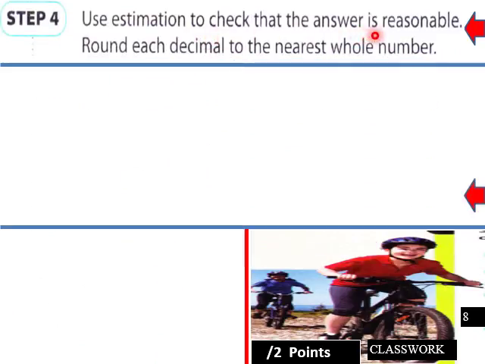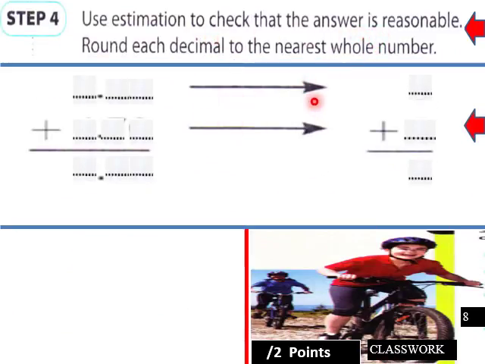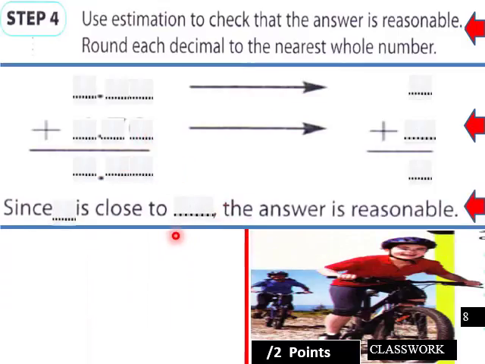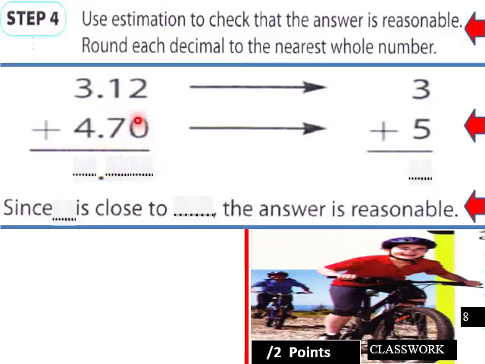Use estimation, check the answer is reasonable, round each decimal to the nearest whole. So here's our situation here. 3.12 is 3. It's close to 3 miles, yeah? Close to 3. And then 4.70 is close to what? 5 miles, right? So 7.82 is close to around 8, right? And 7.82 is pretty close to 8. So it does sound reasonable. And since 8 is close to 7.82, the answer sounds reasonable, correct?